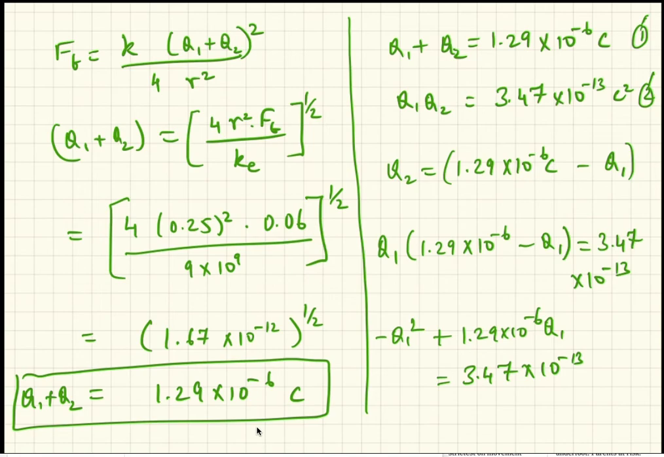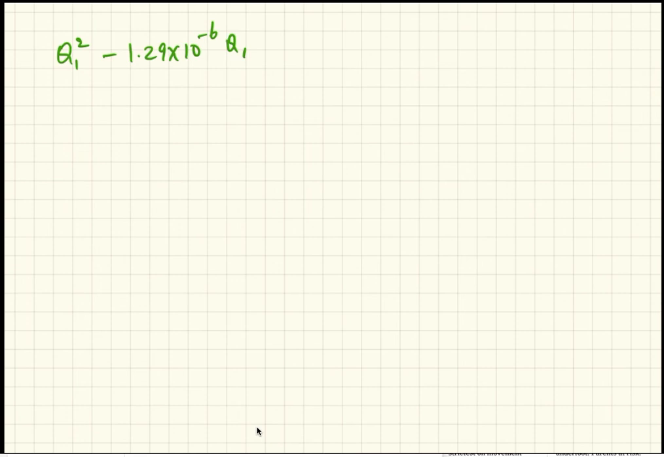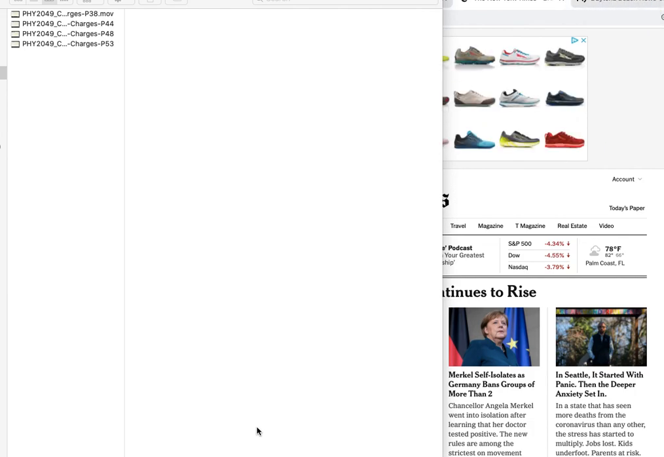Let me rearrange the quadratic equation. Q1 squared minus 1.29 times 10 to the minus 6 Q1 plus 3.47 times 10 to the minus 13 is equal to 0.